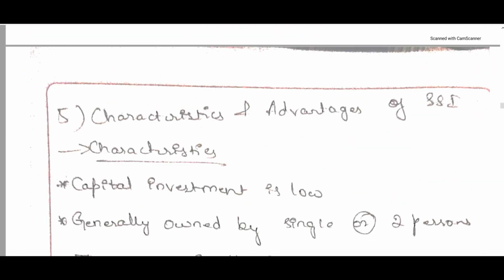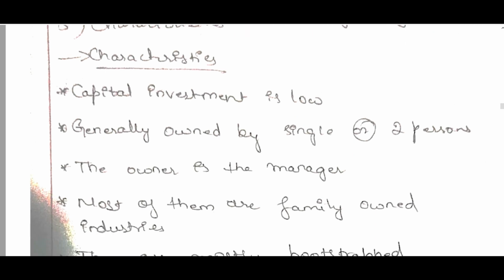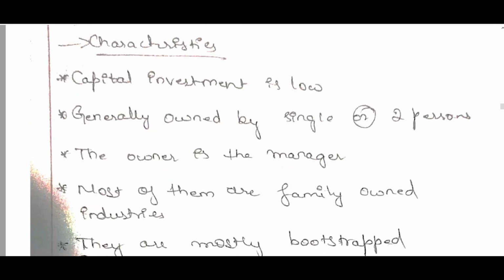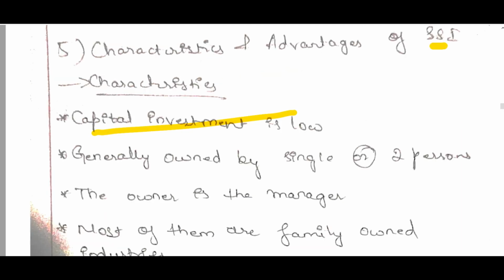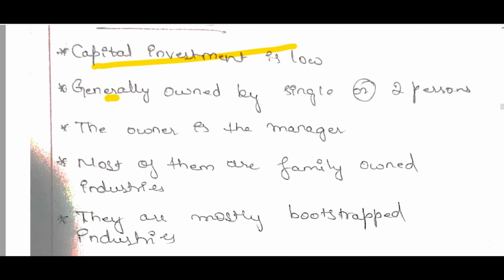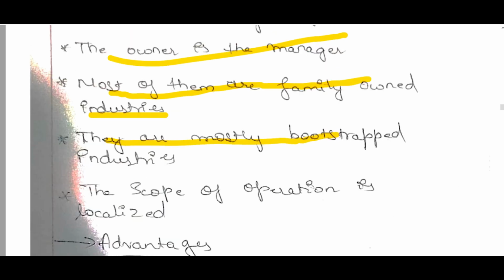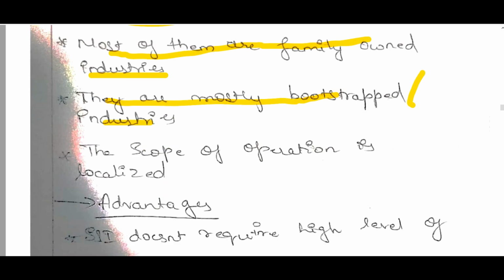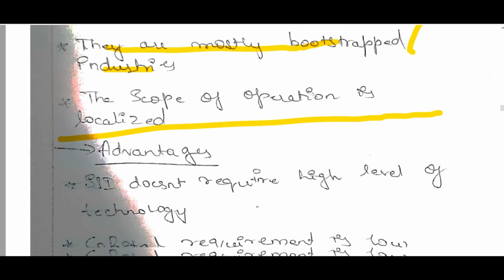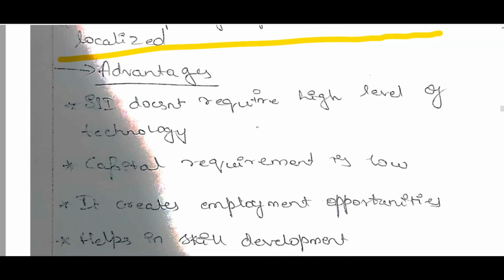So the next question is the advantages of SSI. Characteristics: capital investment is low. Small scale industries are generally owned by one or two persons. The owner is a manager. Most of them are family owned industries. Most of them are bootstrap industries, with self-owned money, no outside investment or any such thing. The scope of operation is localized.